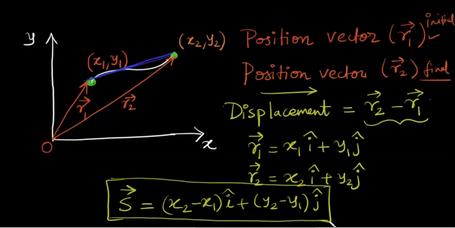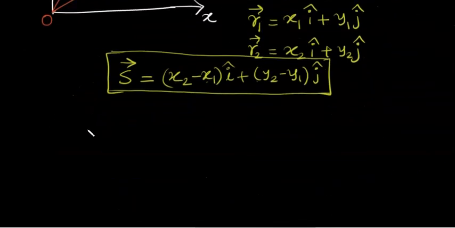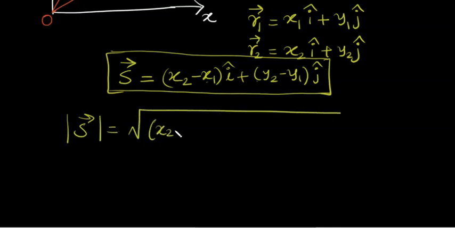And what about the magnitude of the displacement? The magnitude will be simply the square root of (x2 minus x1) whole square plus (y2 minus y1) whole square. So the magnitude of the displacement is the square root of (x2 minus x1) whole square plus (y2 minus y1) whole square. This is the distance formula, right?